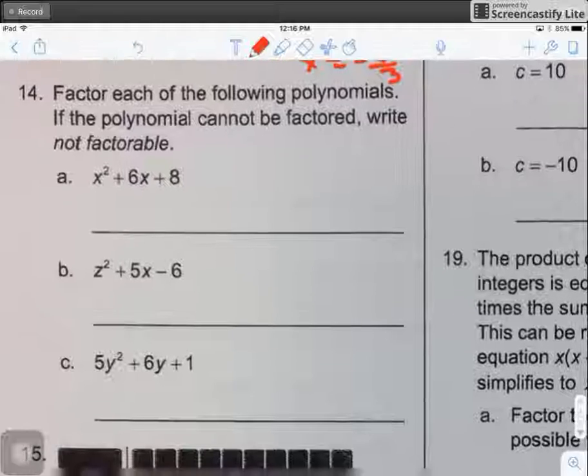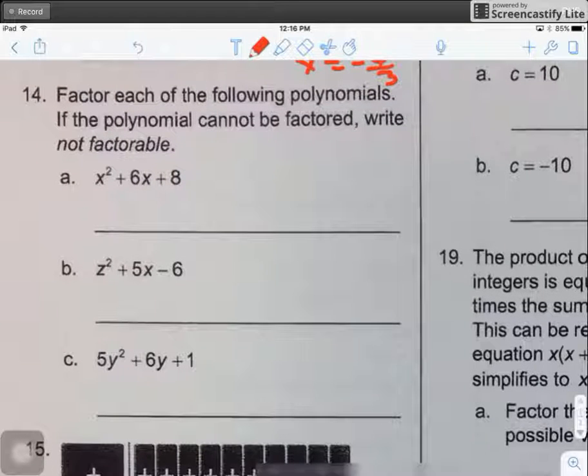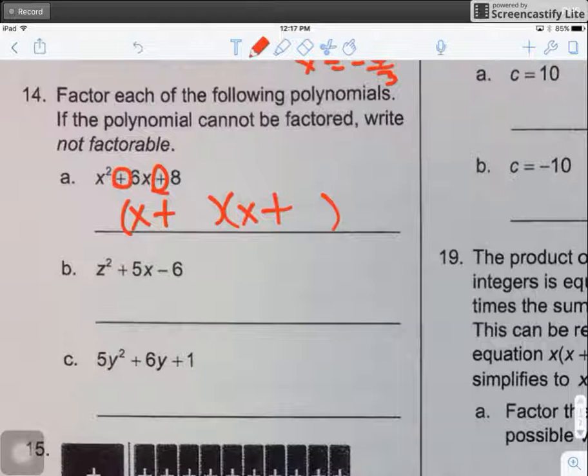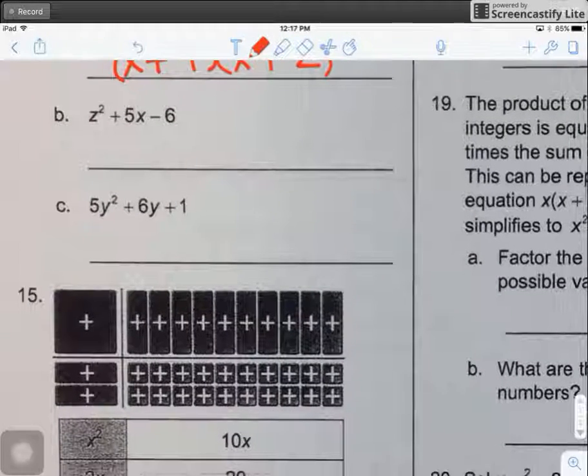Number 14, factor each of the following polynomials. And so if it's not factorable, then we need to write that. So the first one, we're going to try to split it up. The last sign being positive means they're the same, and this means they're both positive. And we have x and x. Two numbers that multiply to get 8 and add up to get 6 are 4 and 2. And so you may want to use FOIL to multiply it out to see if you factored it correctly.